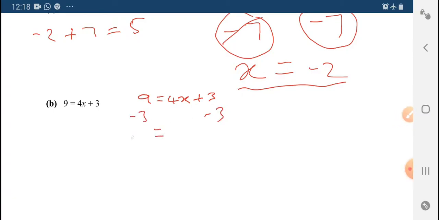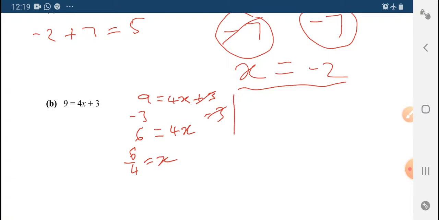So that would mean on the left hand side, 9 take away 3 is equal to 6. And on this side, the plus 3 and the take away 3 cancel out, so we're just left with 4x. Now, how do we get rid of the times 4? Remember, 4x means 4 times x. So to get rid of the times 4, we're going to divide both sides by 4. So it's going to be 6 over 4 is equal to x.